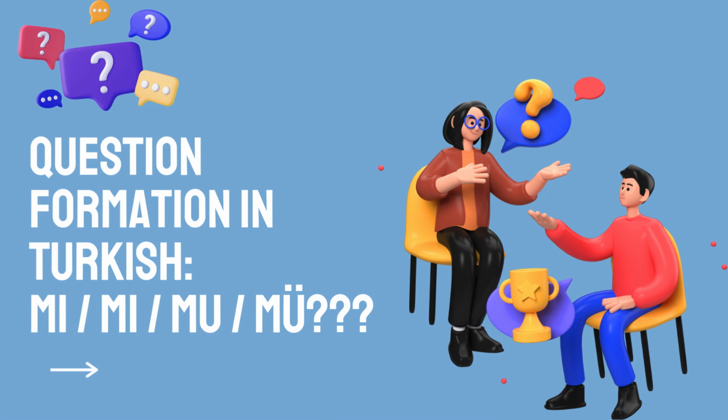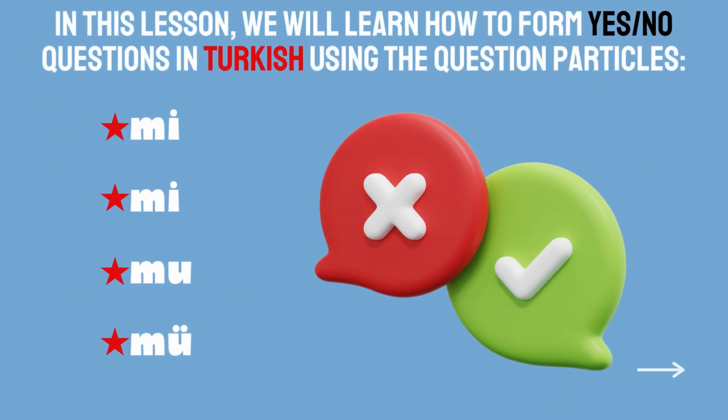Today we are going to learn how to form questions in Turkish using mı, mi, mü, and mu. There are four versions of this particle: mı, mi, mu, and mü. In this lesson we will learn how to form yes/no questions in Turkish using the question particles.